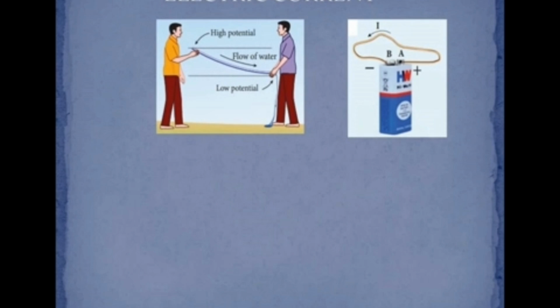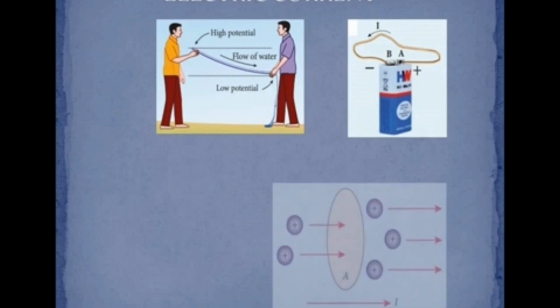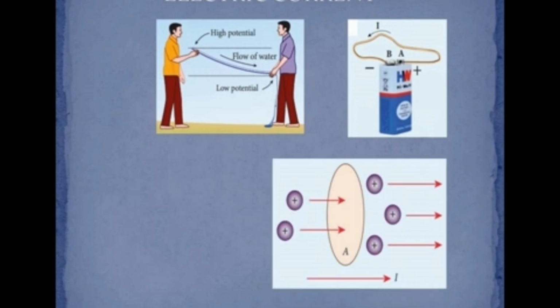When charges flow in the conductor, it is called the flow of current. So the flow of charge is called current. The definition of current is the rate of flow of charges through a given cross-sectional area. Now we are going to see the cross-sectional area. In the conductor, take one closed surface area A. The charges are flowing through that area.